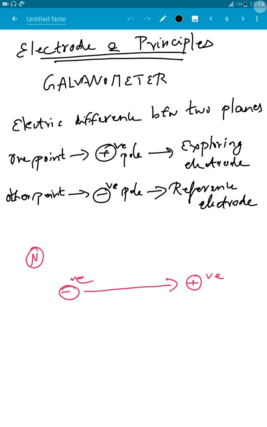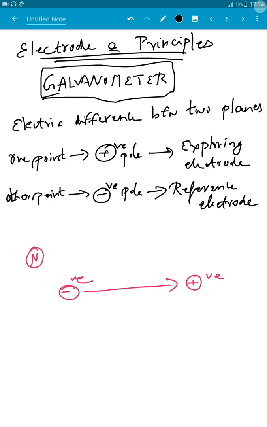Then we can discuss the electrodes and the principle. Before going into detail, there is a small physics everybody will know about: the galvanometer. You have studied it in 12th standard physics. The galvanometer has a positive electrode and a negative electrode, and normally the plane of field will move from negative to positive. The same physics is applied here. The principle of the galvanometer is the electrical difference between the two planes.